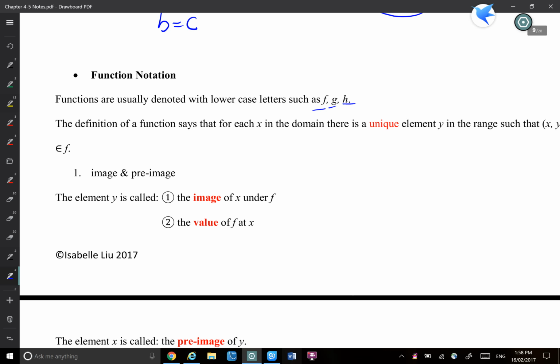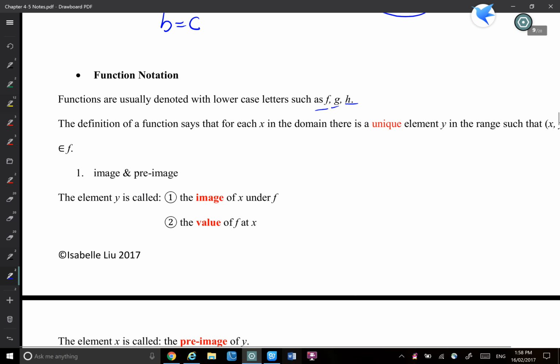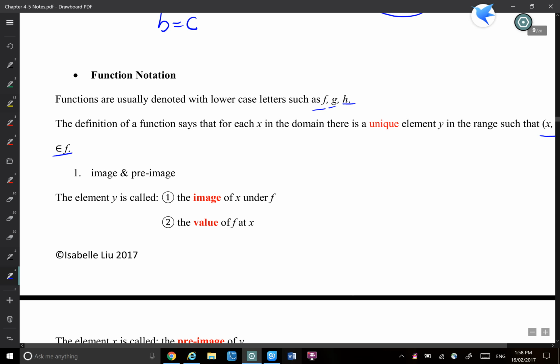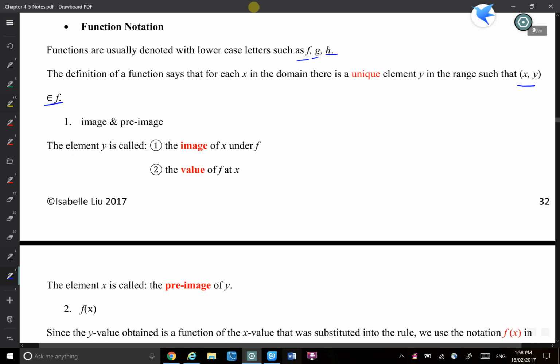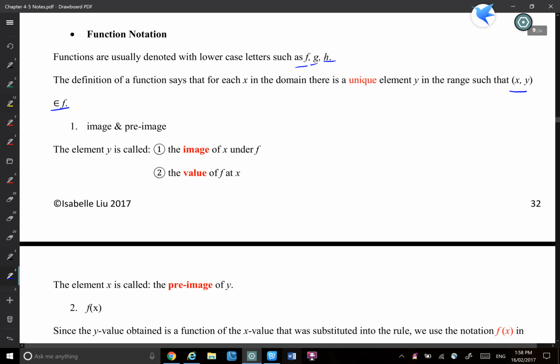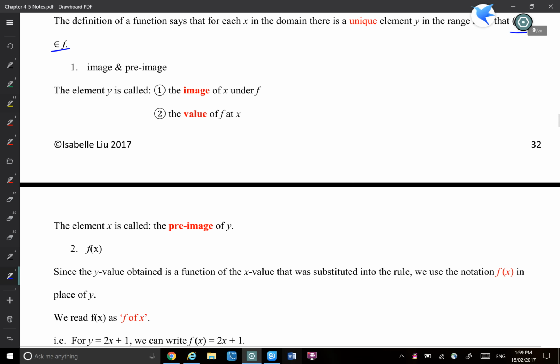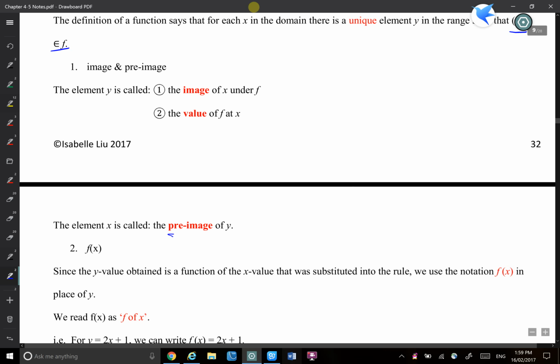The definition of a function says that for each x in the domain, there is a unique element y in the range such that (x, y) belongs to f. So all these ordered pairs belong to this function. Do not worry about what has been said here, it's just a definition thing. But what are the image and the pre-image? The y element is called the image of x under f, or the value of f at x. The element x is called the pre-image of y.